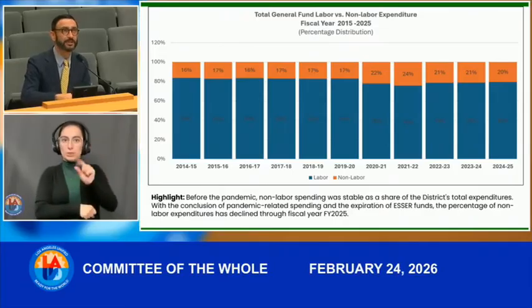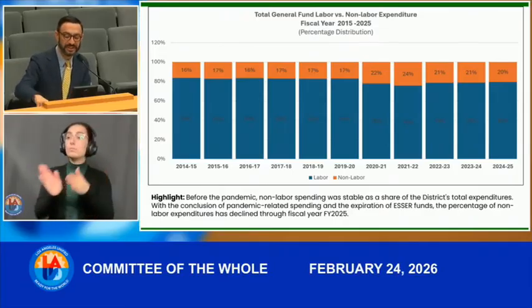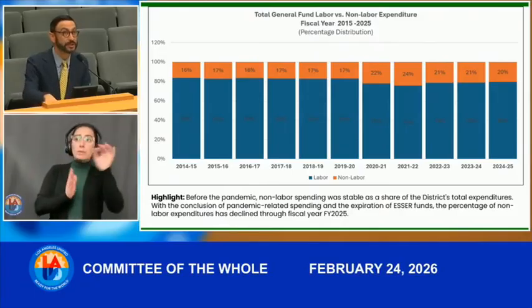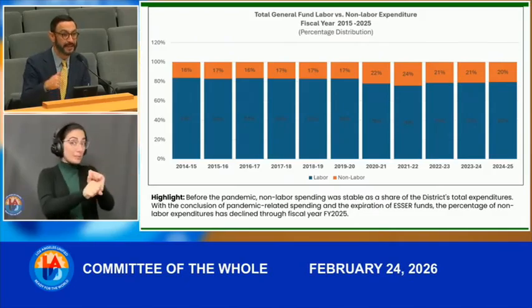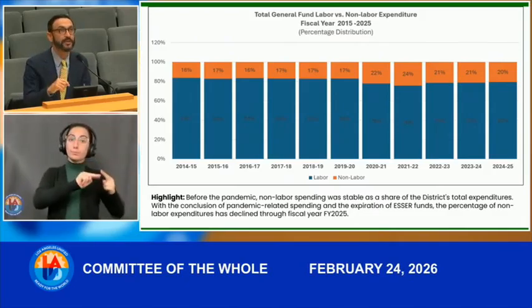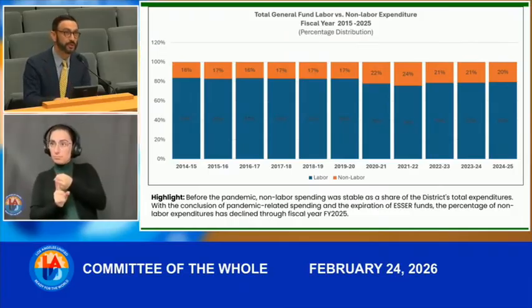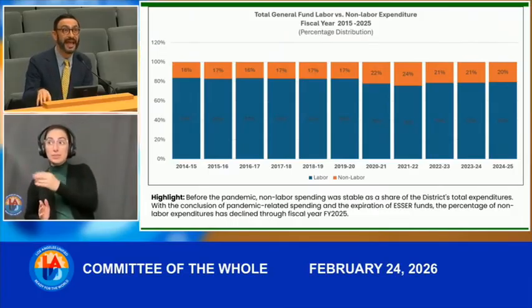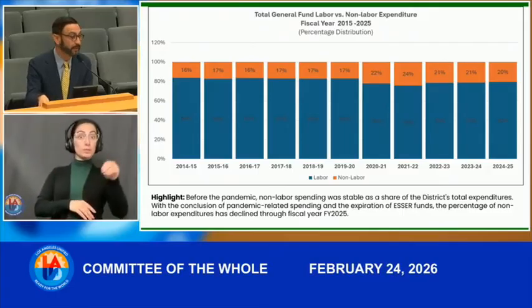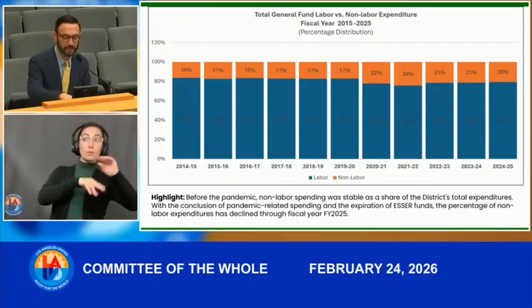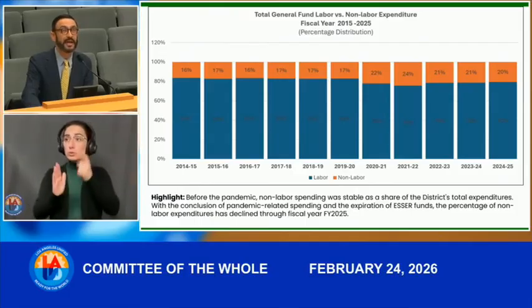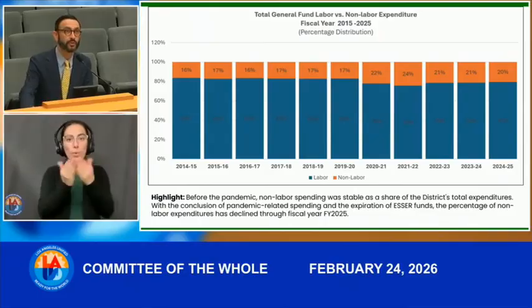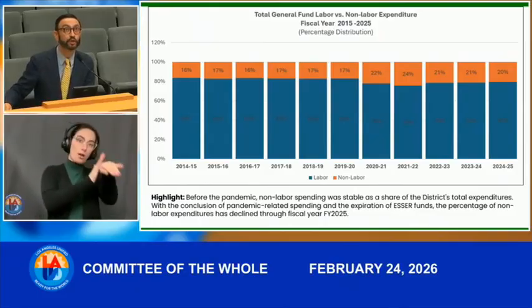Since that peak year, you'll see that slowly the percentage of the district's general fund expenditures that was for non-labor started going back towards the pre-pandemic share. So 22-23 and 23-24 were both at 21%, and then last school year at 20%. I think if you looked at most school districts, you would likely see a very similar trend: a substantial increase in the share due to the pandemic, and a slow reversion back towards the pre-pandemic trend.